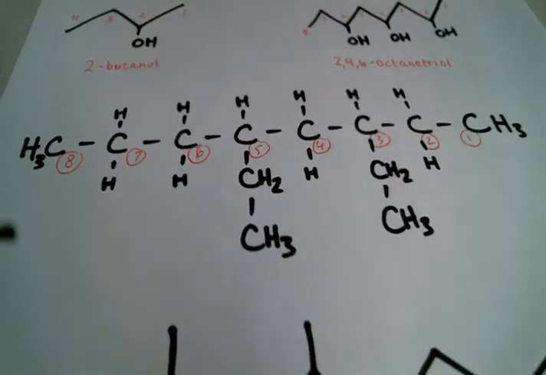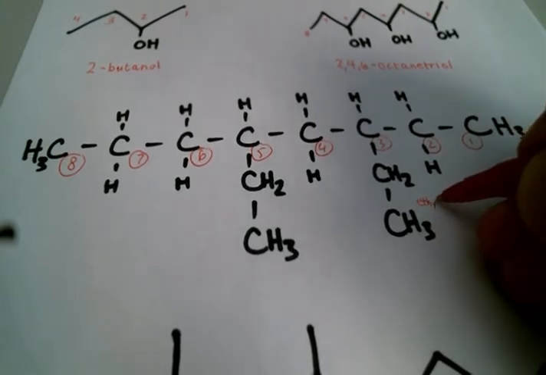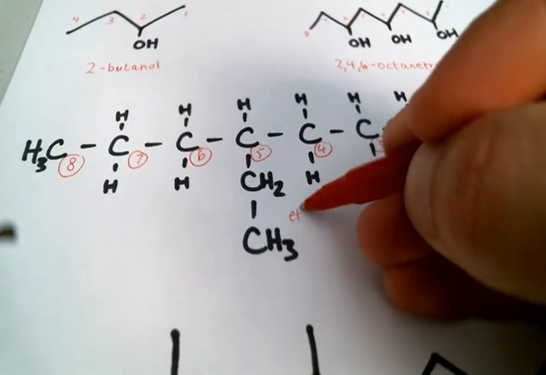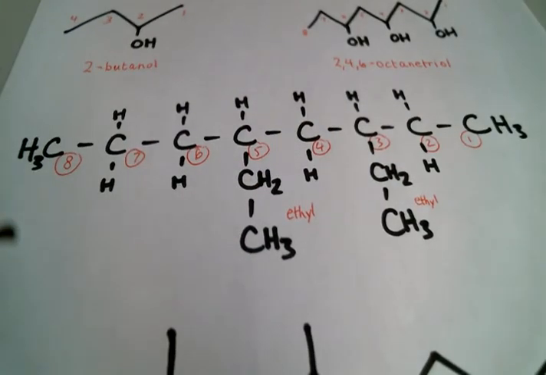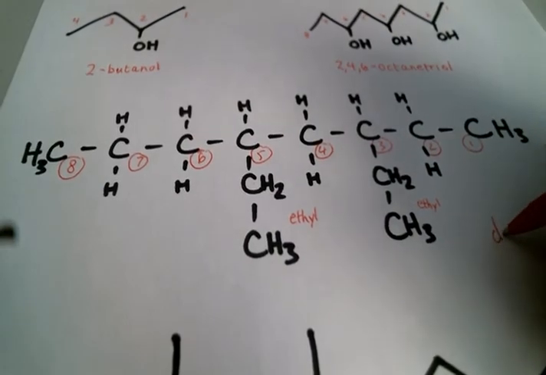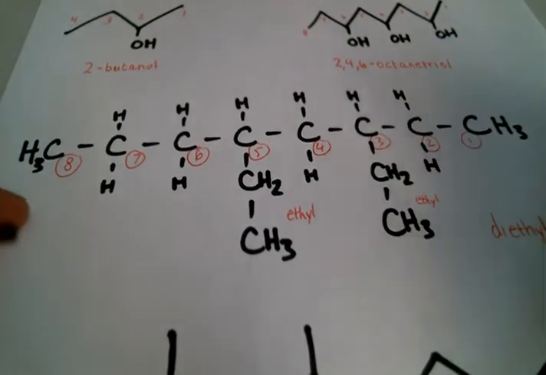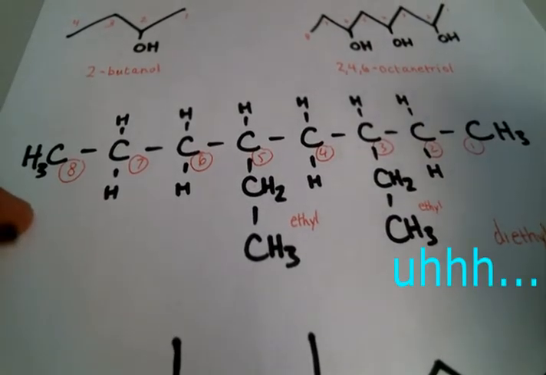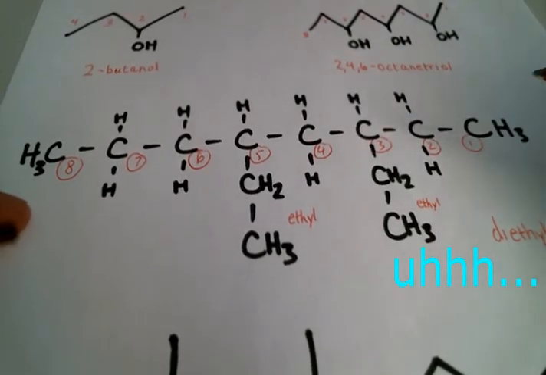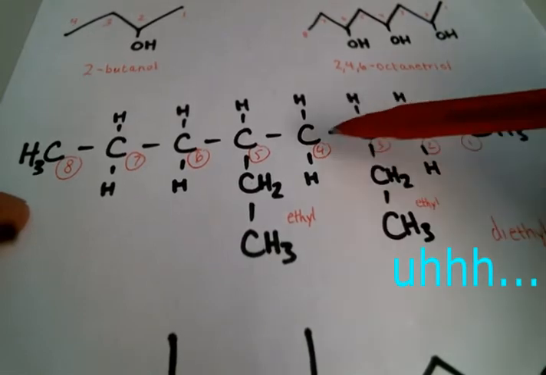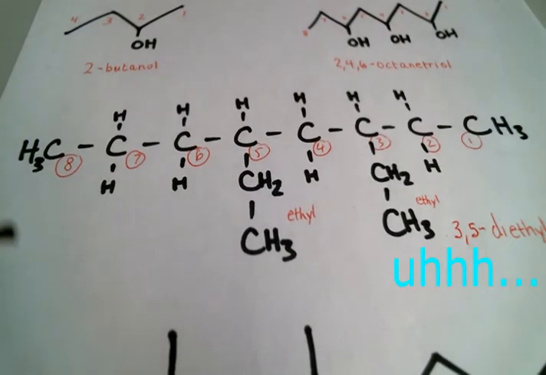All right, and what do we have? Well, I have a 2 carbon chain here, so that is an ethyl group. And I have a 2 carbon chain here, so that's another ethyl group. Because there's 2 ethyl groups there, we're going to be adding the prefix diethyl to our molecule, which is an octane. But we have to make sure that we indicate which carbons our 2 ethyl groups are on, and they appear to be on 3 and 5. So we're going to go 3,5 diethyl octane.